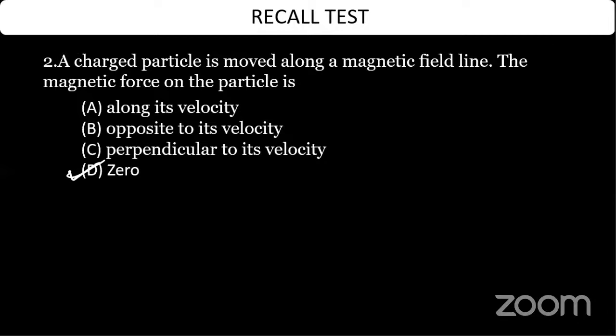So what's happening? A charged particle is moving along a magnetic field line. The magnetic force on the particle is... So again, give the same expression. F is equal to... So this is the magnetic field and the charged particle. The charged particle is in the presence of the magnetic field. Now, in which direction is the magnetic field? Say we have a charged particle and a magnetic field. Now, in which direction is my charged particle moving?